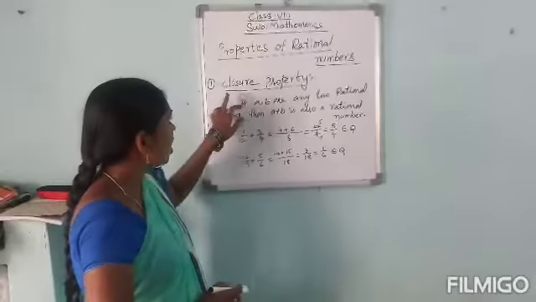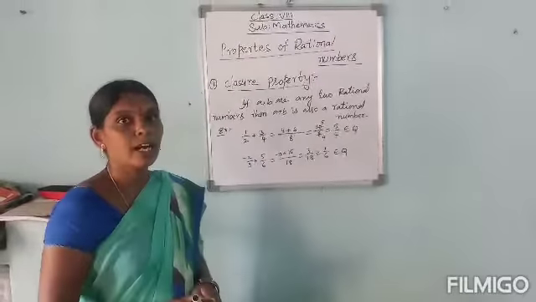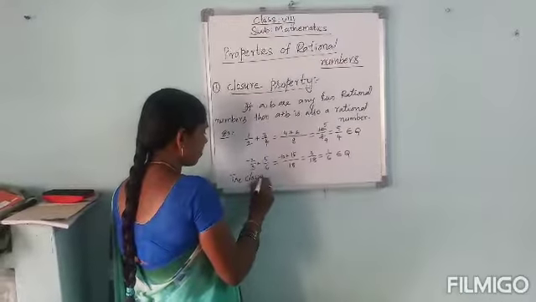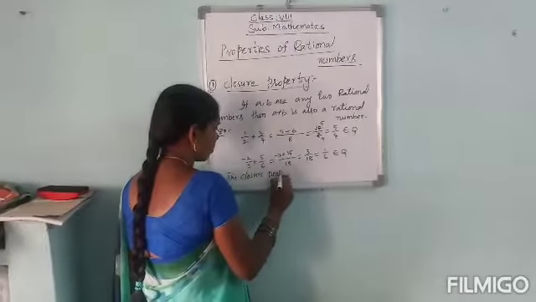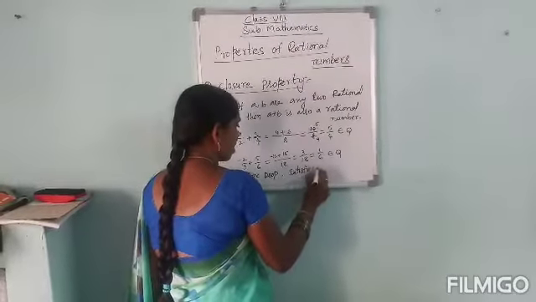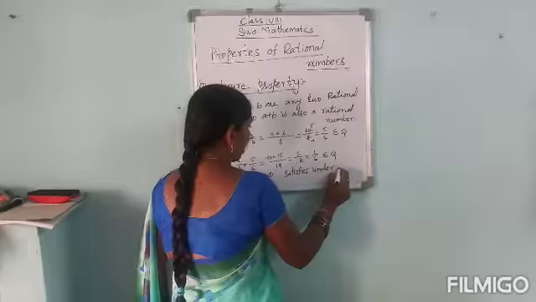So that's why the closure property is satisfied under addition. At the end, the closure property is satisfied under addition.